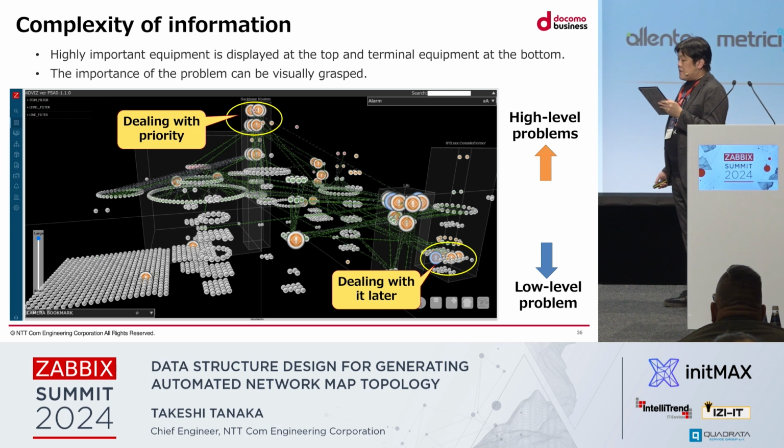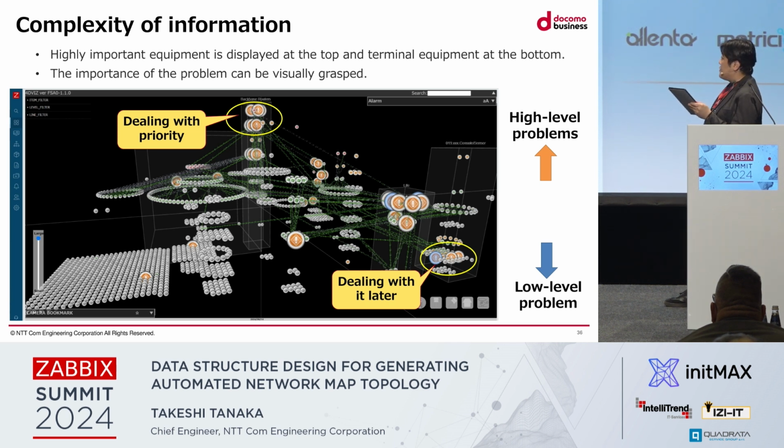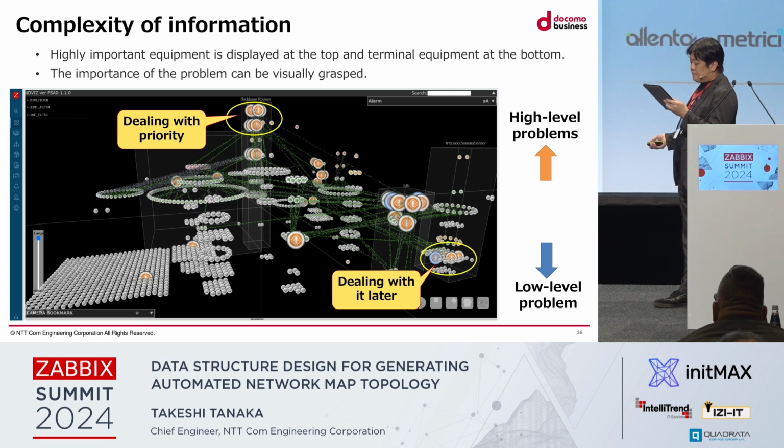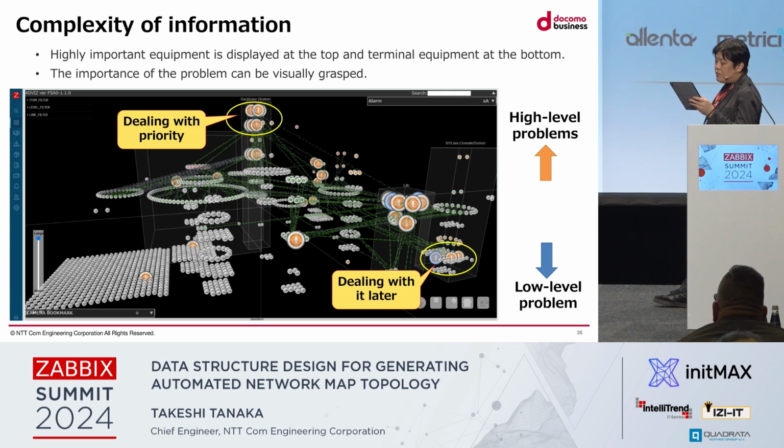The z-axis is a major difference between 2D and 3D. 3D allows for more information by one axis. It is possible to add information such as the importance of the equipment and its location. As shown in this image, the higher the host, the more important it is. The priority can be visually understood.